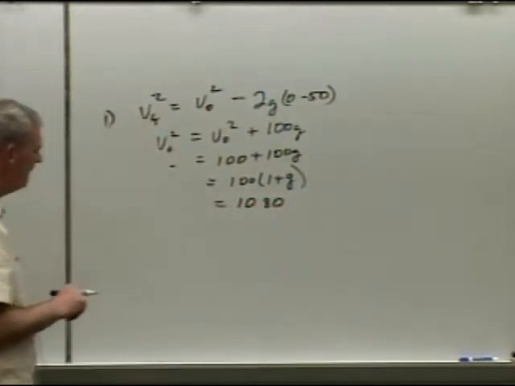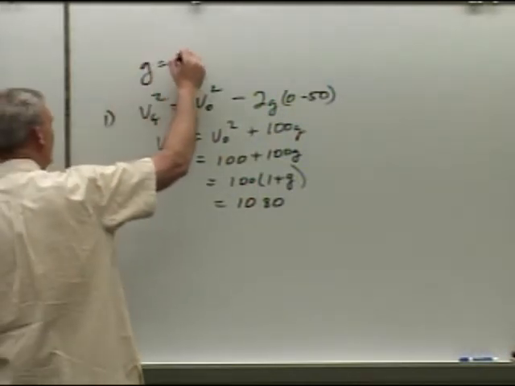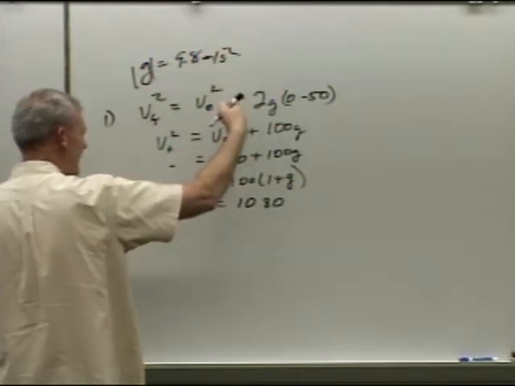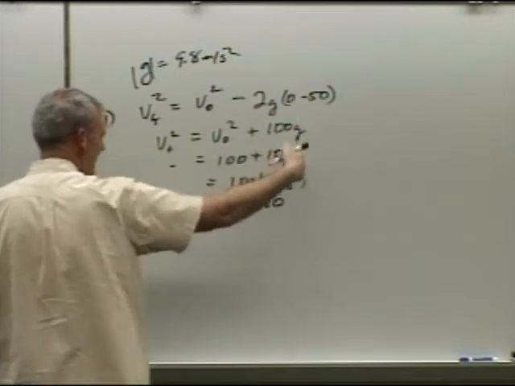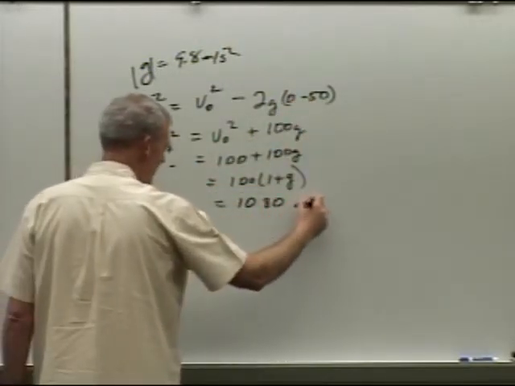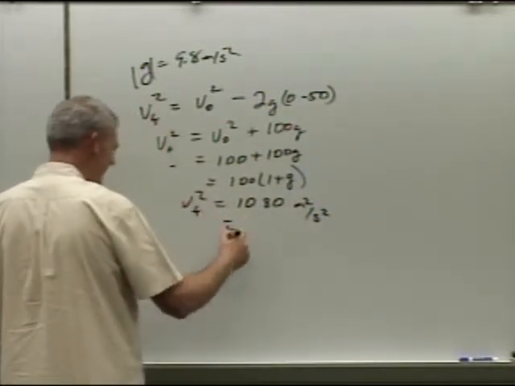What's that? Oh, it's 9.8. g is 9.8 meters per second squared. The magnitude of g is 9.8 meters per second squared, and I factored out the minus sign. Then when I did that minus minus, it came out to be plus. So I got 1080 meters squared per second squared, vf squared, 1080.